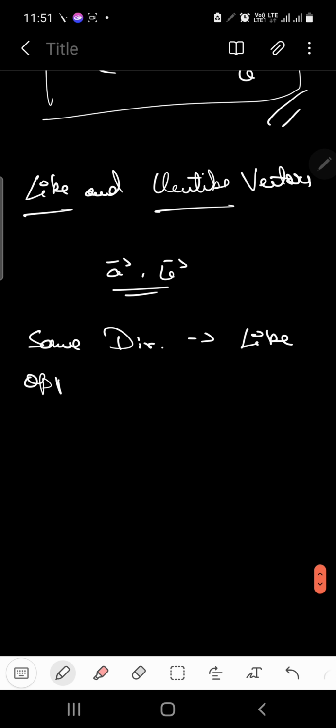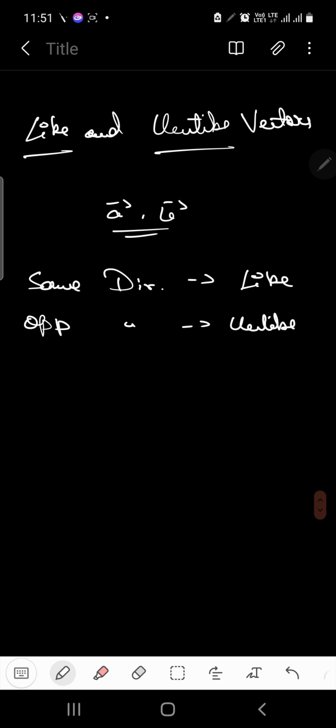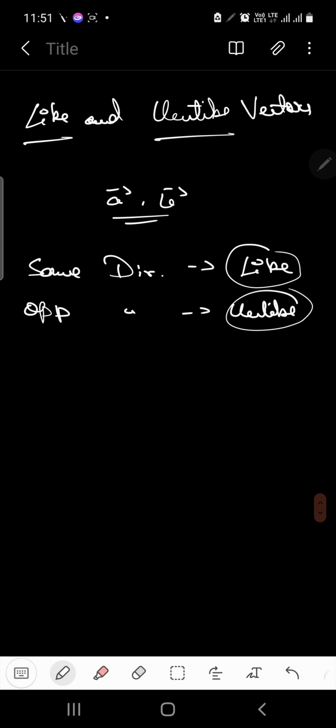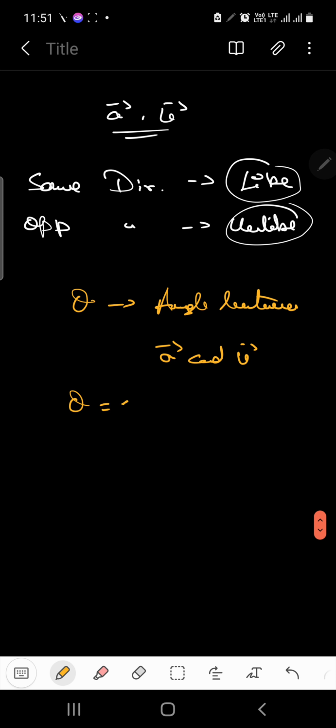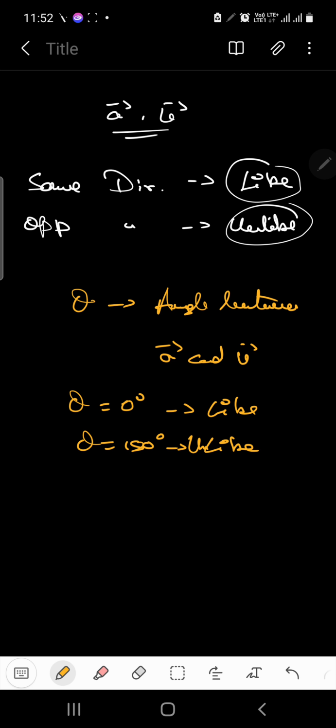If they have opposite direction, then they are said to be unlike vectors. Clear? Got it? You can tell it like this also. If you have an angle theta, which is the angle between a and b, then theta equals 0 degrees means like vectors, and theta equals 180 degrees means unlike vectors. This angle concept we will need later when we study the product of vectors. Clear? Unlike vectors. Got it?